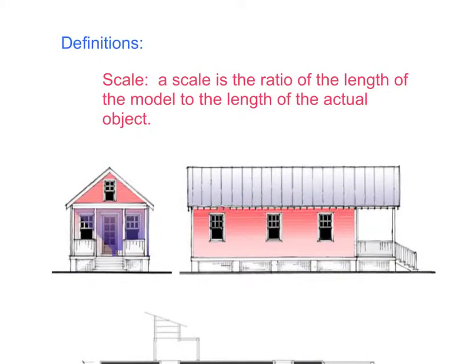Sometimes to help you remember things, it's best to come up with some sort of an acronym. The way I remember that a scale is the model to actuals, it's MA. If you remember MA, that will help you remember that it's model to actual.